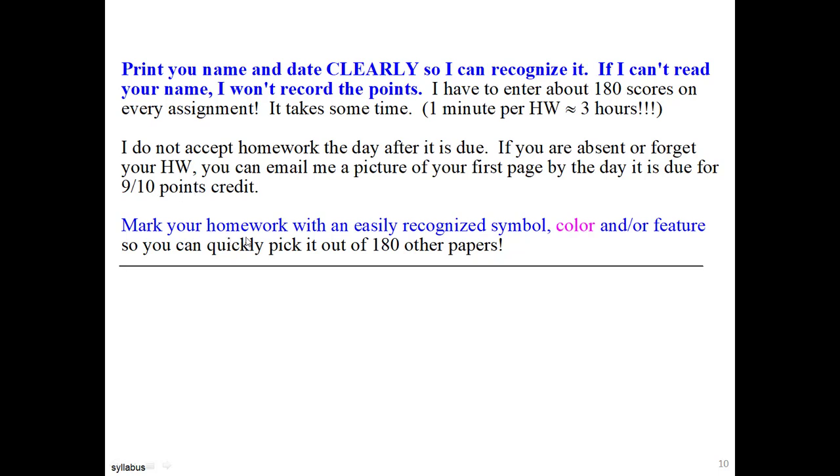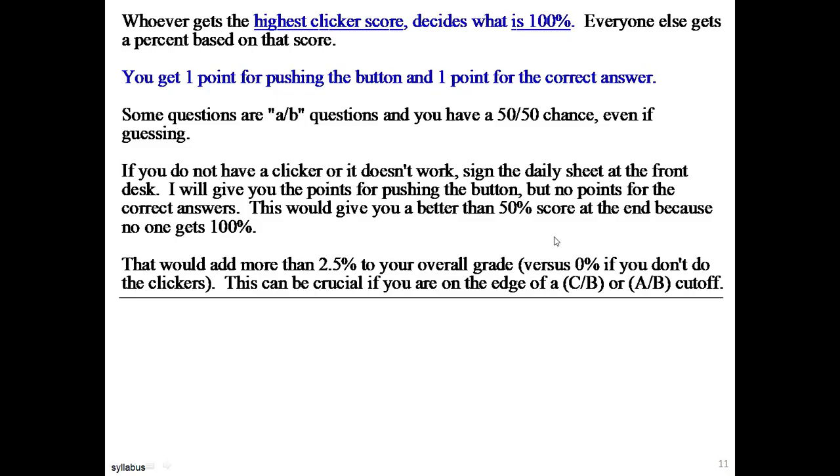and I'll give you 9 out of 10 points for that. Also, there's a lot of papers. Okay, I'm going to put them in 4 piles across the front of the room to kind of help a little bit, but still there's a lot of papers there, so put some kind of a symbol or a color or something that you can recognize instantly, so you don't have to pick through all those papers. Okay, you can pull it out real quickly if you do that. Or you can just sit there and wait till everybody else collects their paper and come up afterwards.